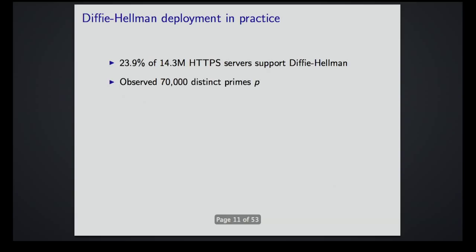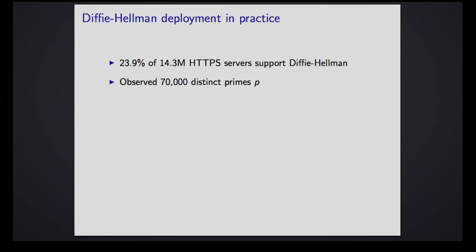Of these, whatever, 3-point-something million key exchanges, we actually had 70,000 distinct primes. So there are a lot of people using the same prime values, which is fine. We don't really have that much guidance on how to choose primes, as Daniela was pointing out. If you look at the distribution, it's a really long-tailed distribution. There are a few prime values that are really, really common, and then there's a long tail of people who generate their own values. What are those common values? The really used ones?